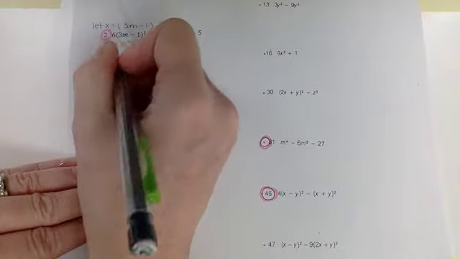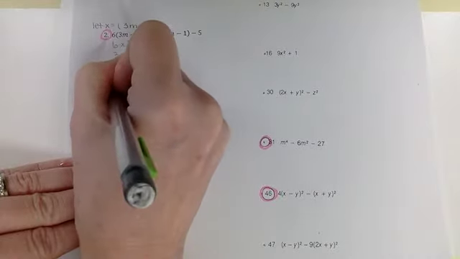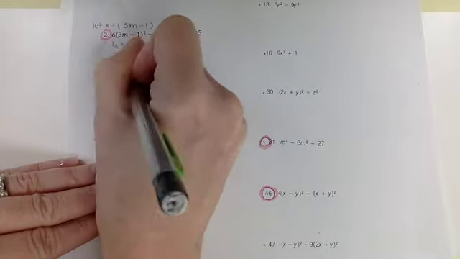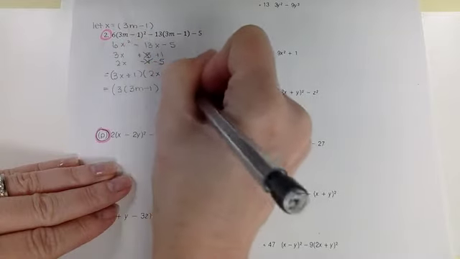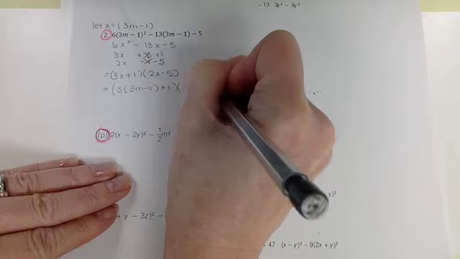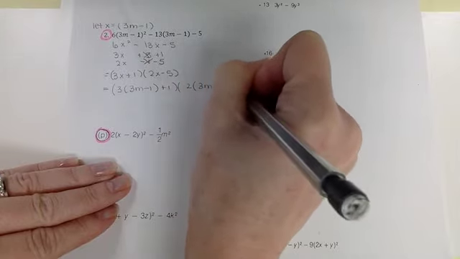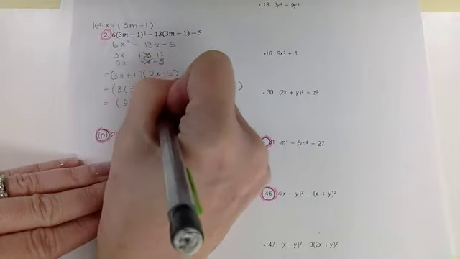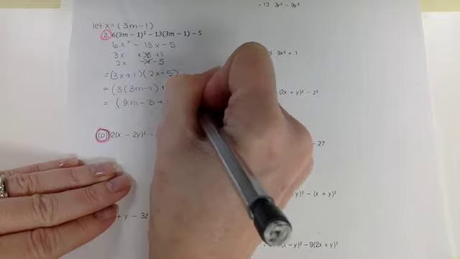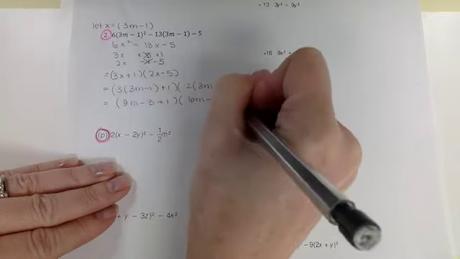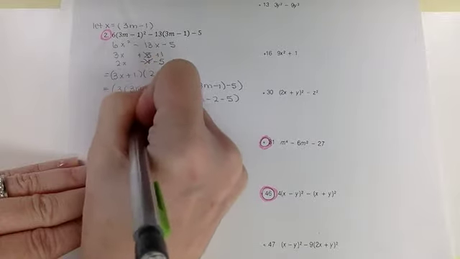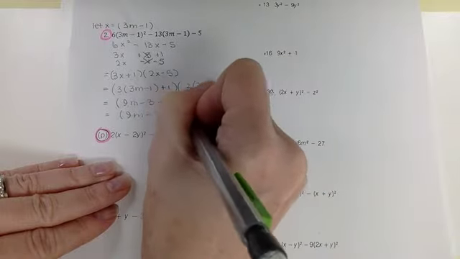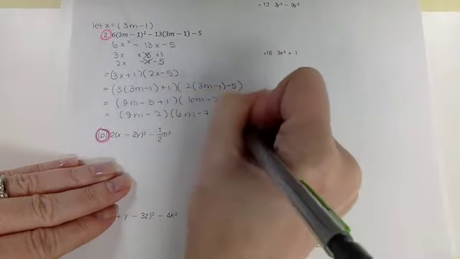So now I'll substitute in the real bracketed values. So I've got 3 and 3m minus 1, and then still the plus 1, and 2, 3m minus 1, and still the minus 5. So here we go. 9m minus 3 plus 1 and 6m minus 2 minus 5 gives me 9m minus 2 and 6m minus 7. Yay!